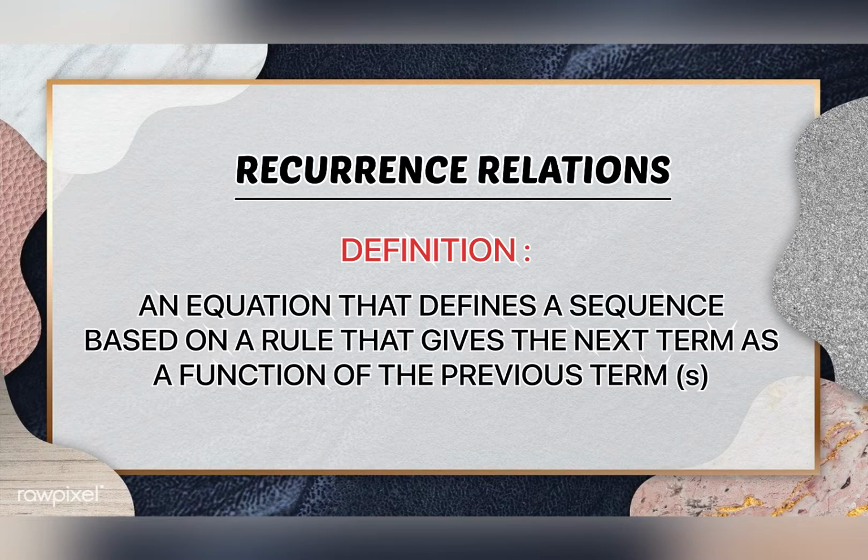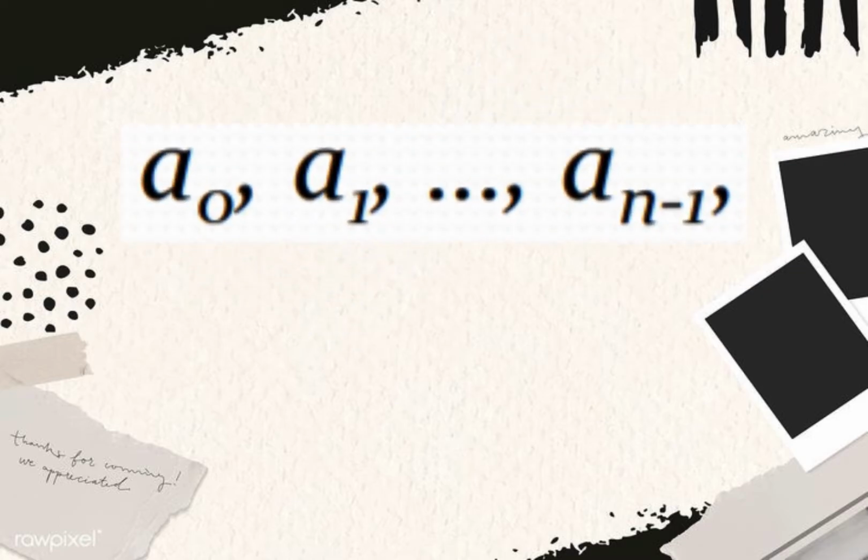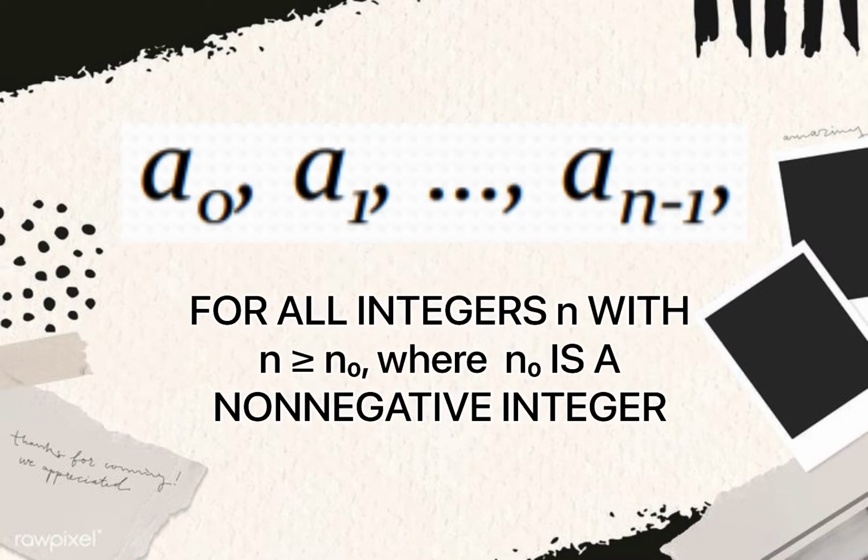An equation that defines a sequence based on a rule that gives the next term as a function of the previous term. For example, a_n. A recurrence relation for the sequence is an equation that expresses a_n in terms of one or more of the previous terms of the sequence. The previous terms are a_0, a_1, up until a_(n-1), for all integers n with n greater than or equal to n_0, where n_0 is a non-negative integer.